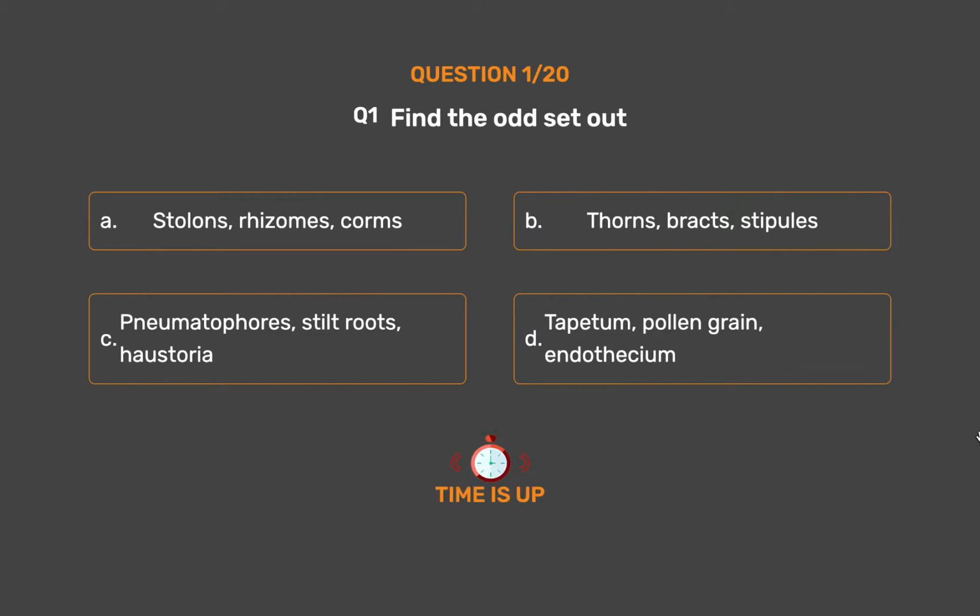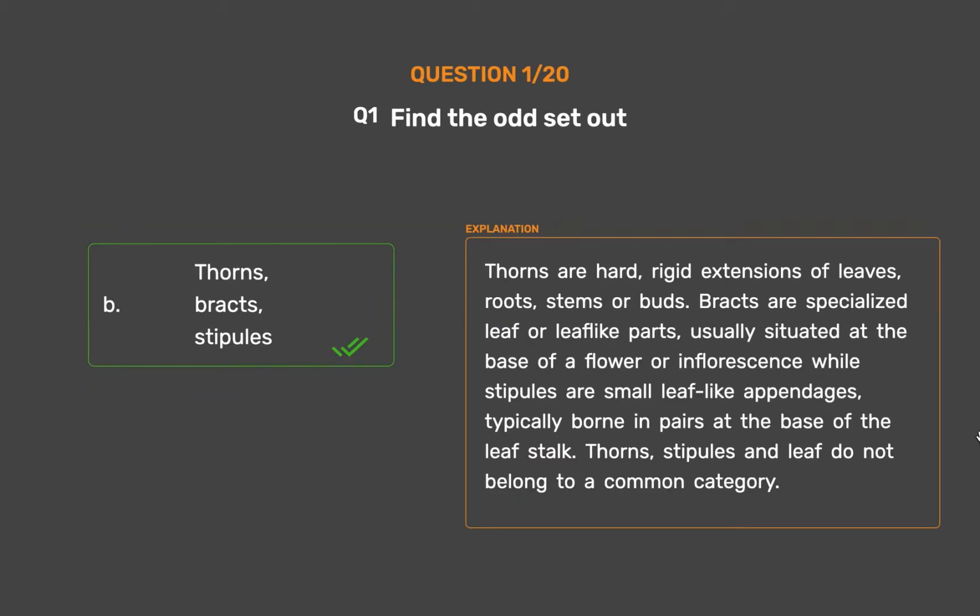The correct answer is Option B. Thorns, bracts, stipules. Thorns are hard, rigid extensions of leaves, roots, stems or buds. Bracts are specialized leaf or leaf-like parts, usually situated at the base of a flower or inflorescence, while stipules are small leaf-like appendages, typically borne in pairs at the base of the leaf stalk. Thorns, stipules and leaf do not belong to a common category.